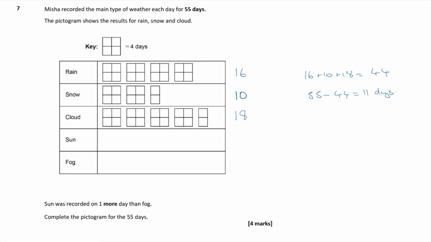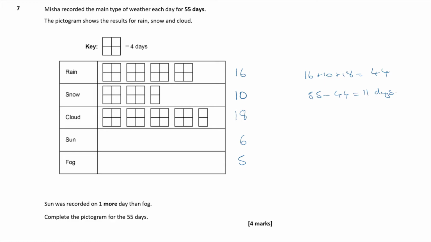Okay, now I need to share those 11 days between the sun and the fog, and if there was 1 more day of sun than there was of fog, then I think it's going to be 6 and 5, isn't it? It's going to have to be 6 and 5, because 6 is 1 more than 5, and 5 and 6 adds up to 11. Okay, so now I know how many I need to draw. I just need to go and draw some of those little boxes then, don't I?